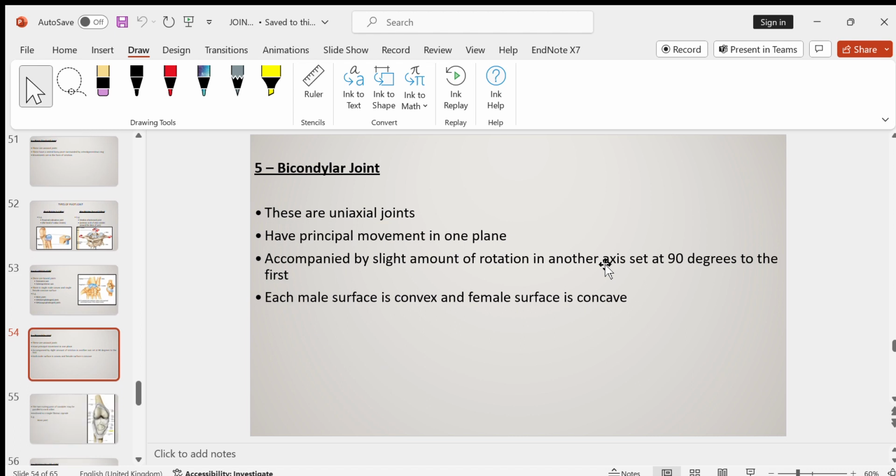The fifth variety is the bicondylar joint, and as the name indicates, this movement is between the condyles. So condyles of the humerus, they articulate with the radius and ulna. So that is an example of condylar joint, and the condyles of the femur, they articulate with the tibia. So that is another example of the bicondylar joints.